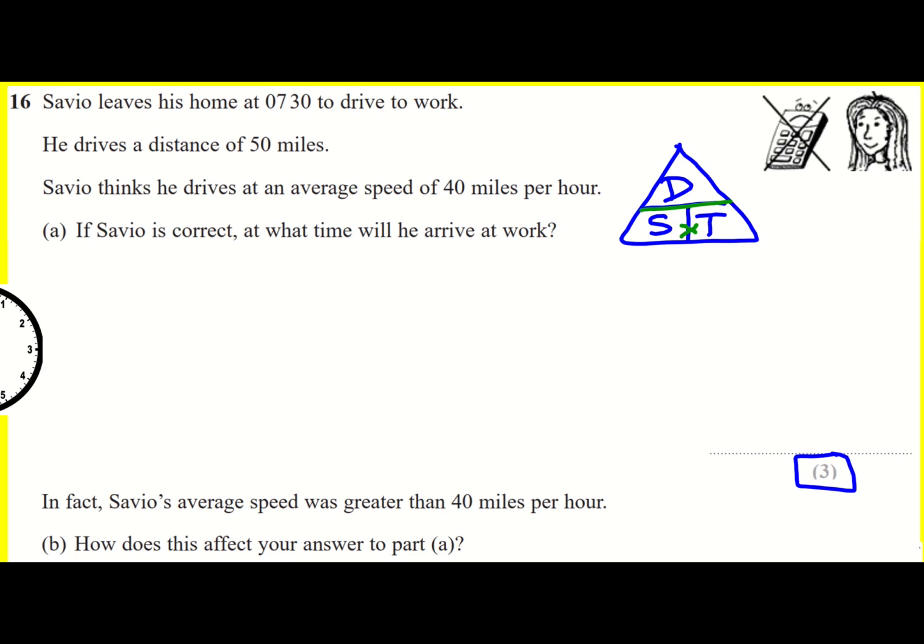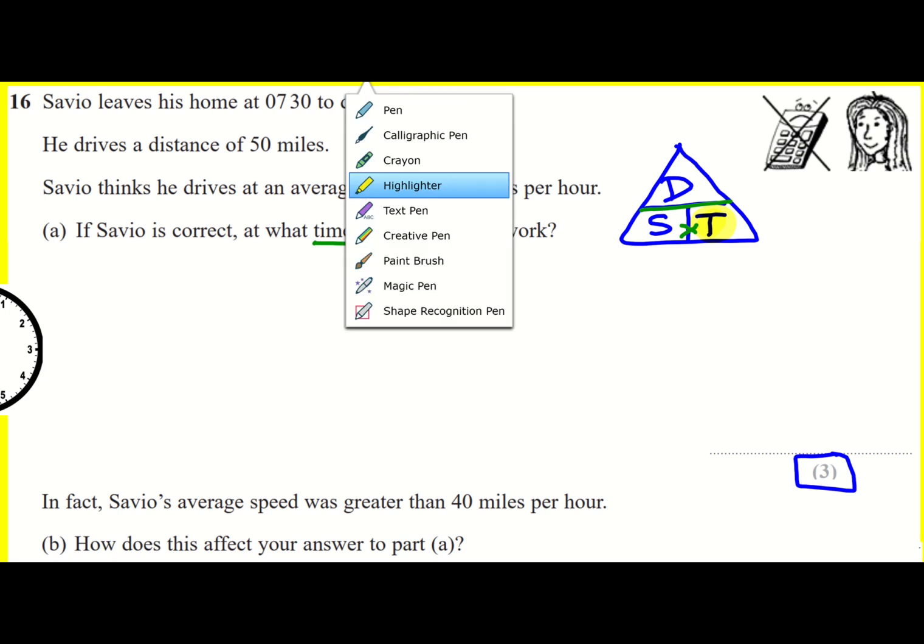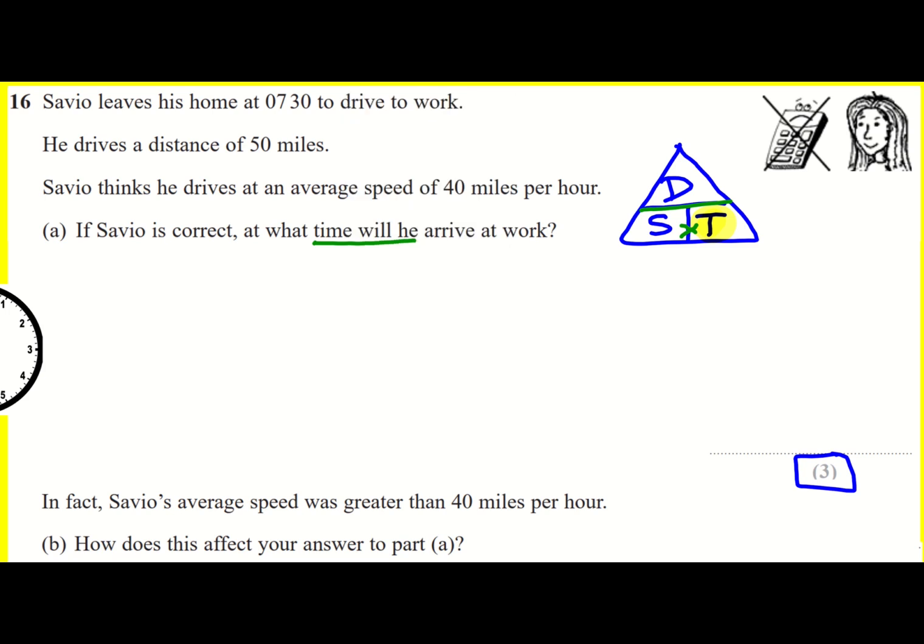Now, the question says, at what time will he arrive at work? So what I need to work out is the time. This means I need to do the distance divided by the speed, d divided by s. So time is equal to distance divided by speed.